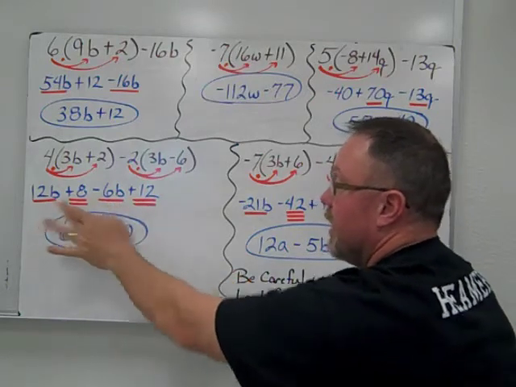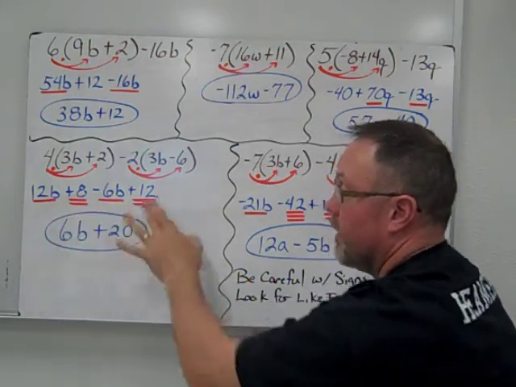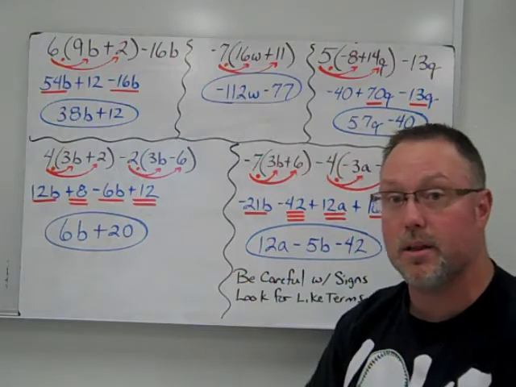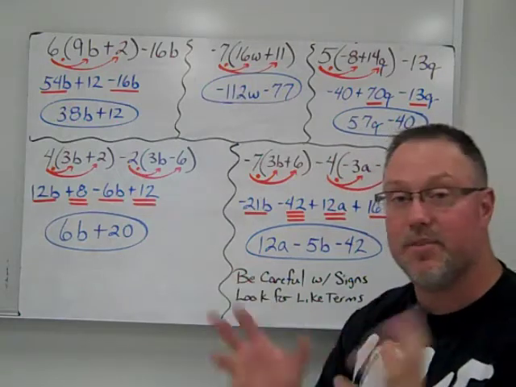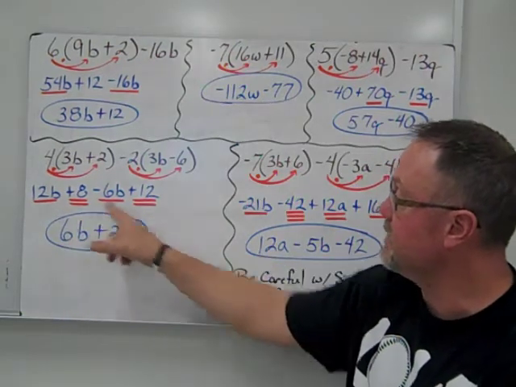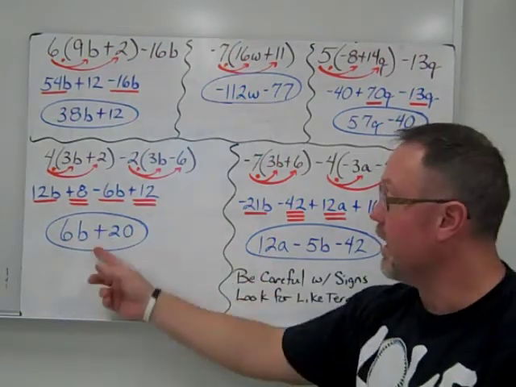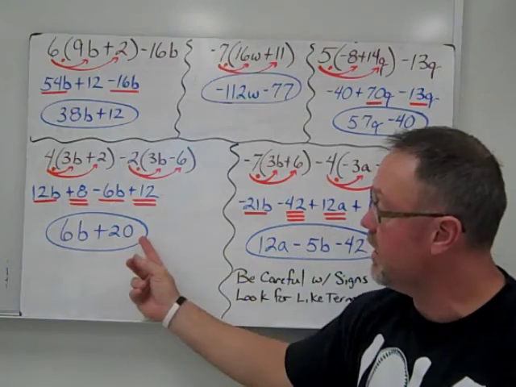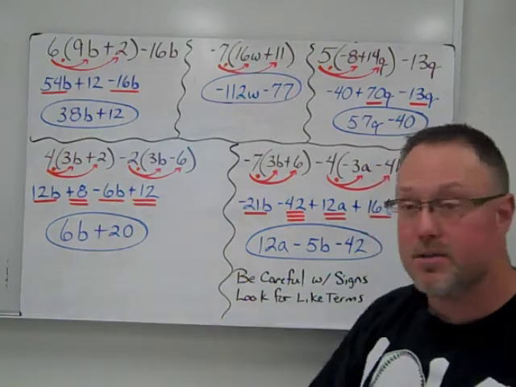Now I look for my like terms, and I've identified them again like we talked about in the like terms video. So I can take this and get 6b. I can take this and get 20. That's my answer, because this does not have a b, so that is my answer.